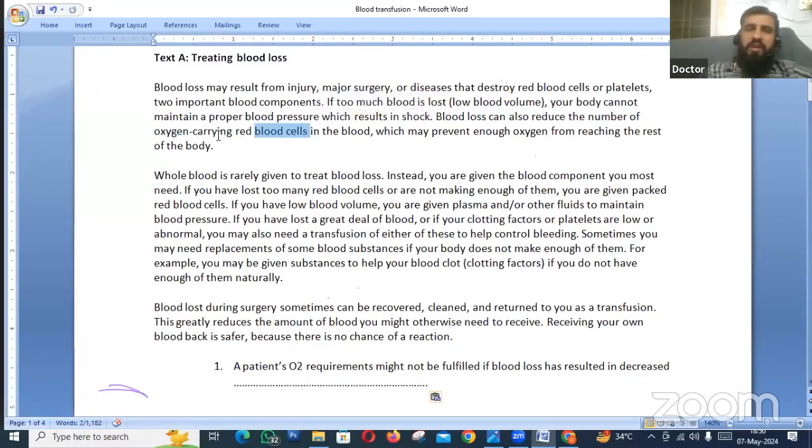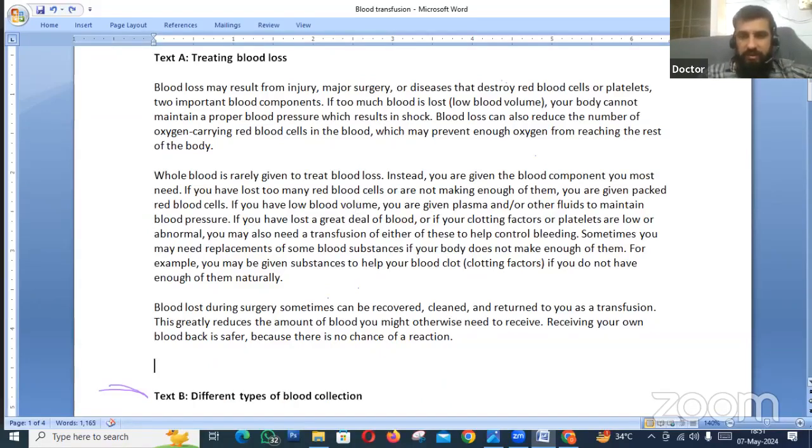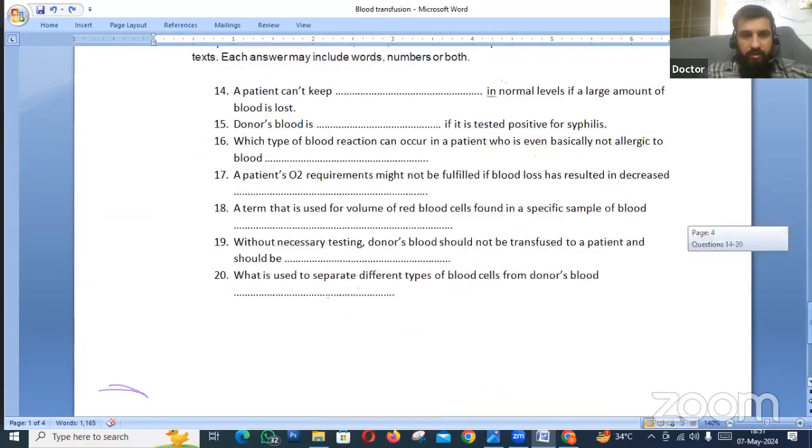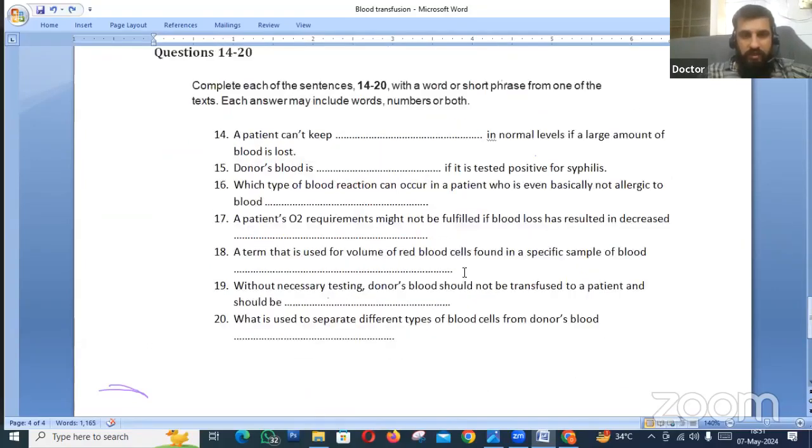So you can say just red blood cells is enough, or you can say oxygen carrying red blood cells. But the most appropriate would be red blood cells. Both answers are okay. Oxygen carrying red blood cells and only red blood cells, both are okay. Better is only red blood cells. Very good. Excellent. Okay, next question. Now you people are very good. We have 3 more questions.